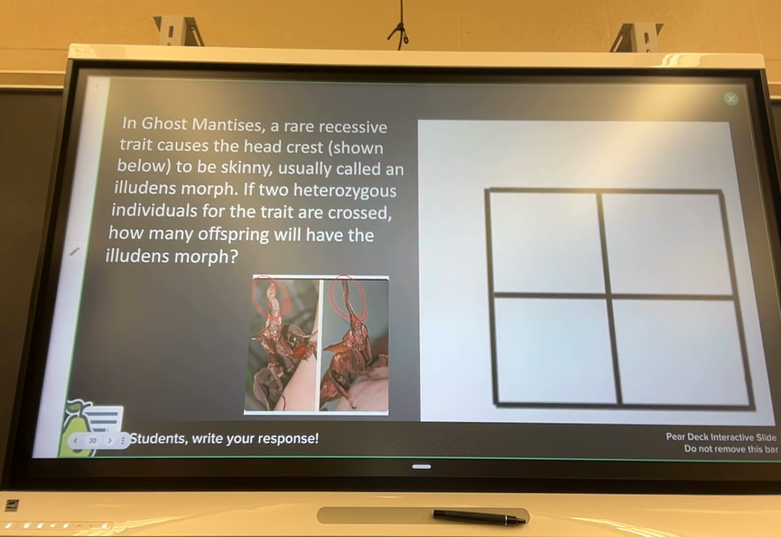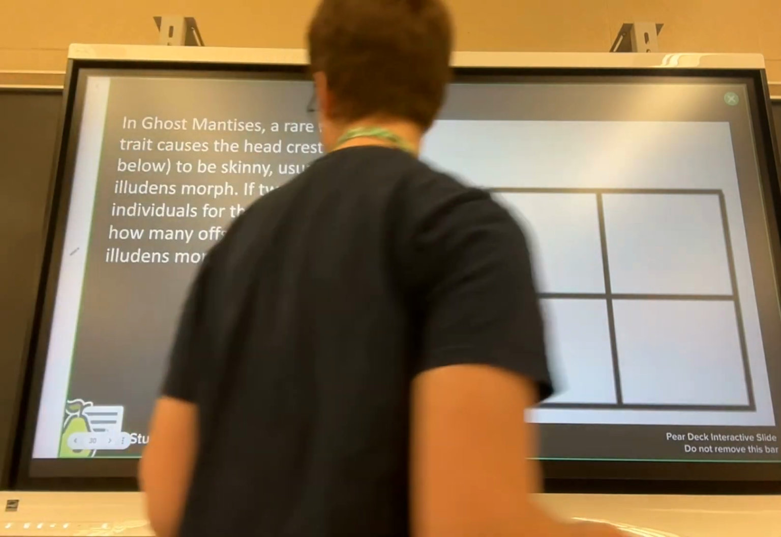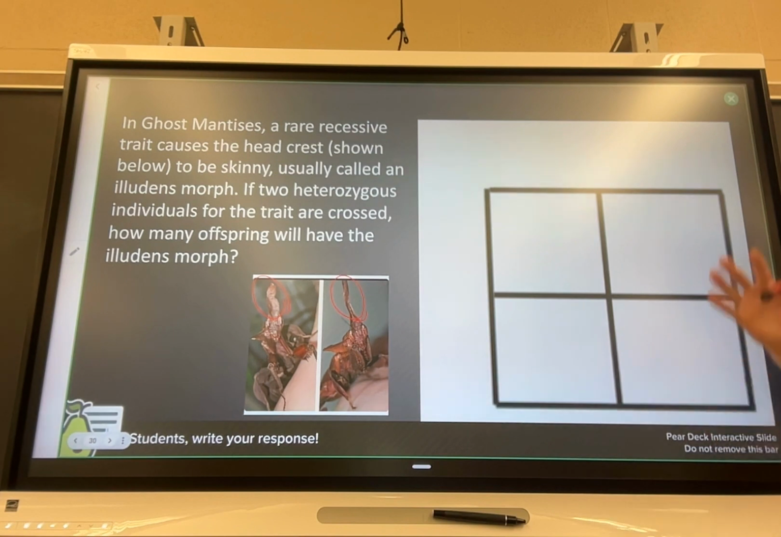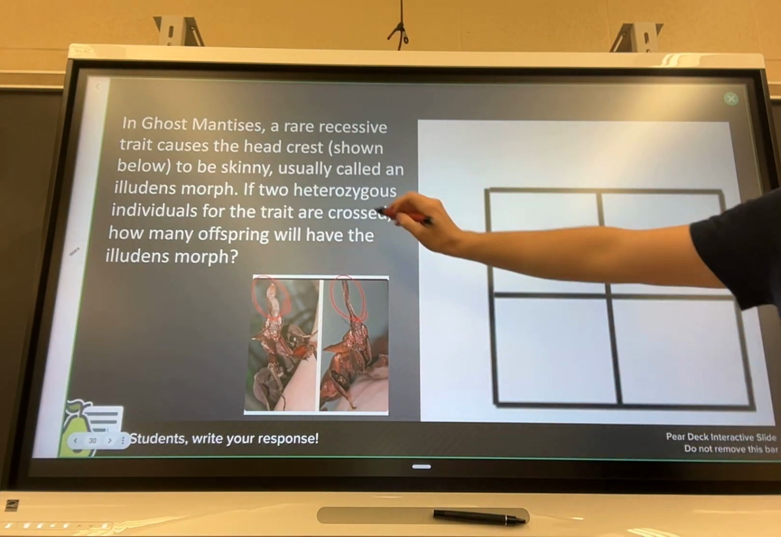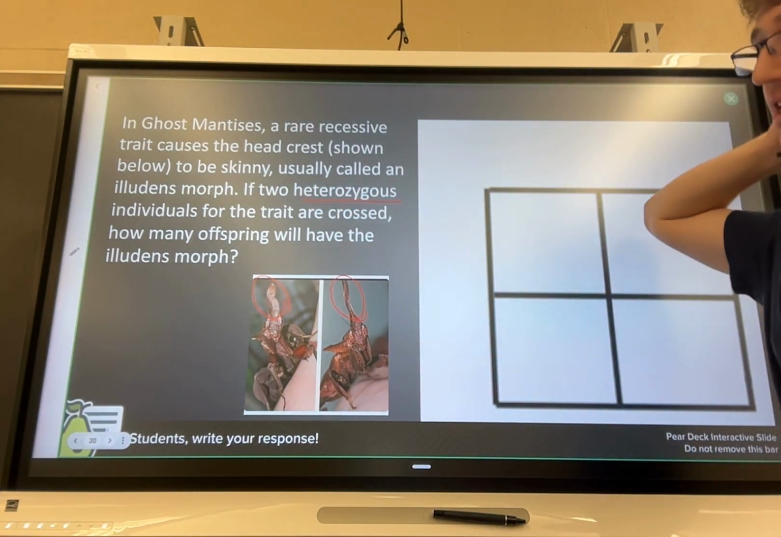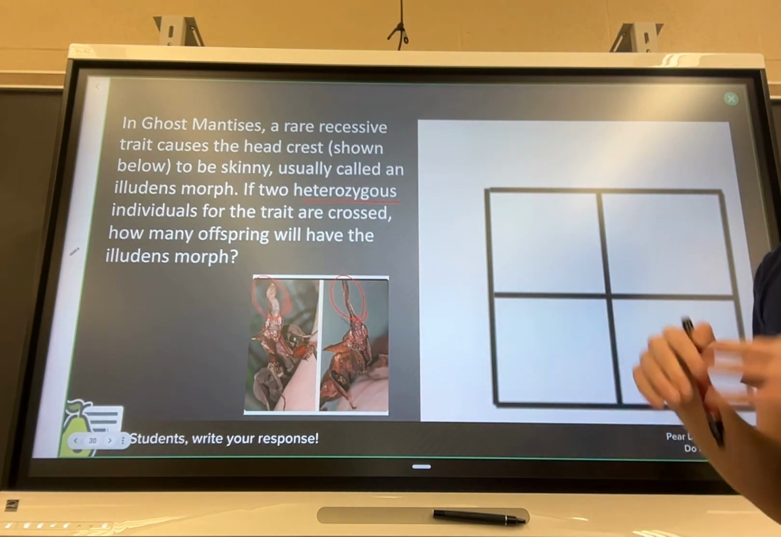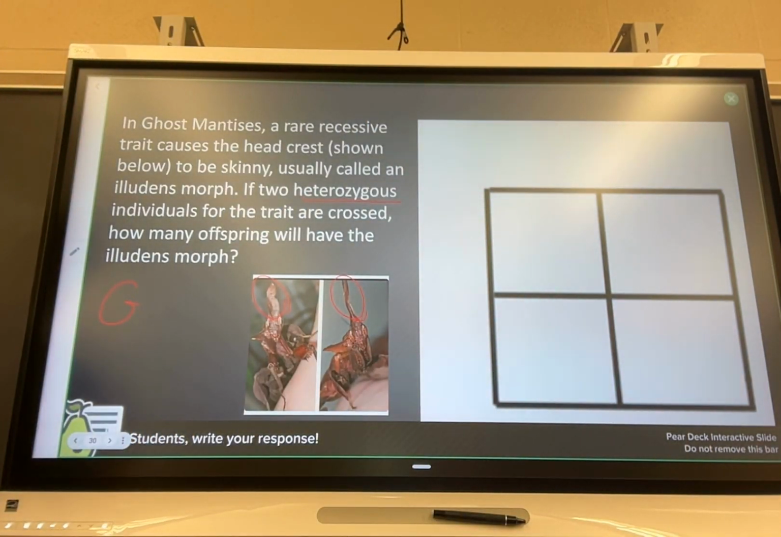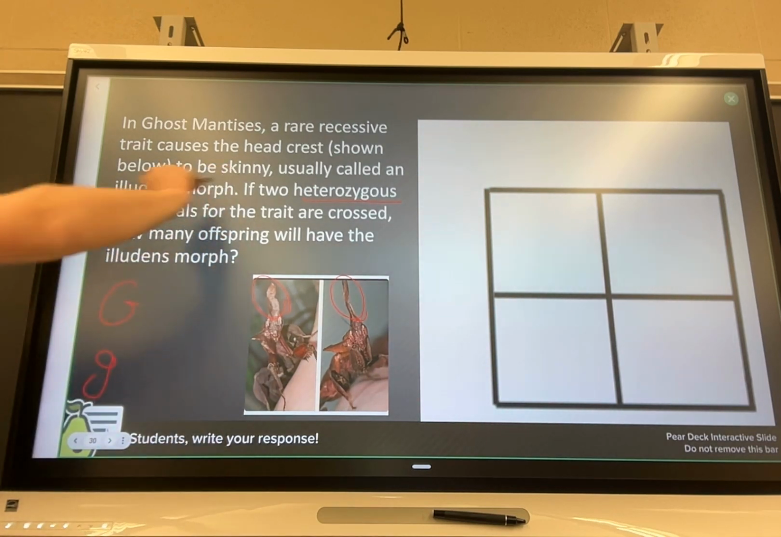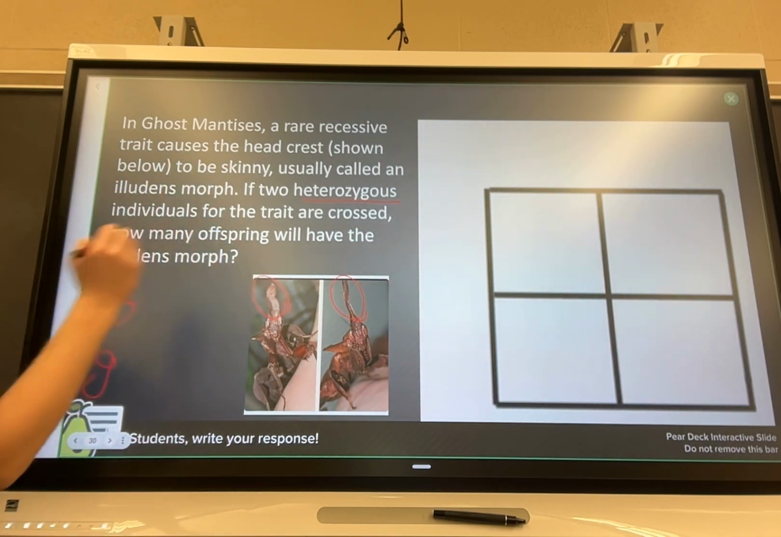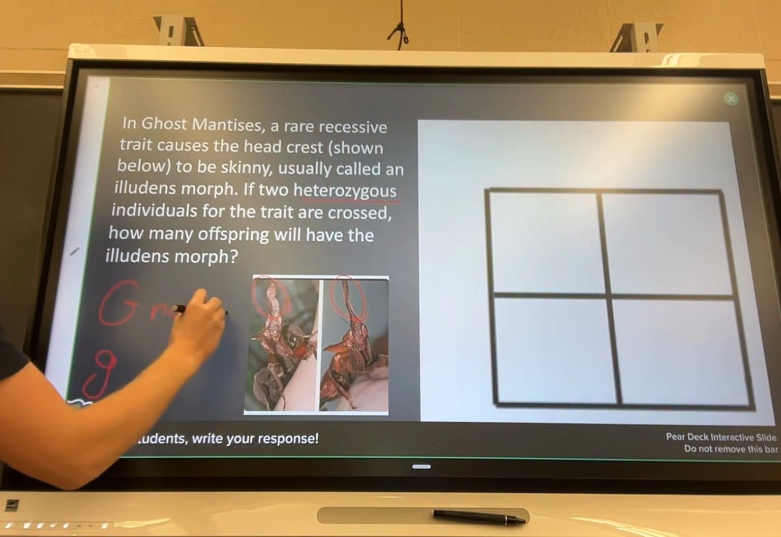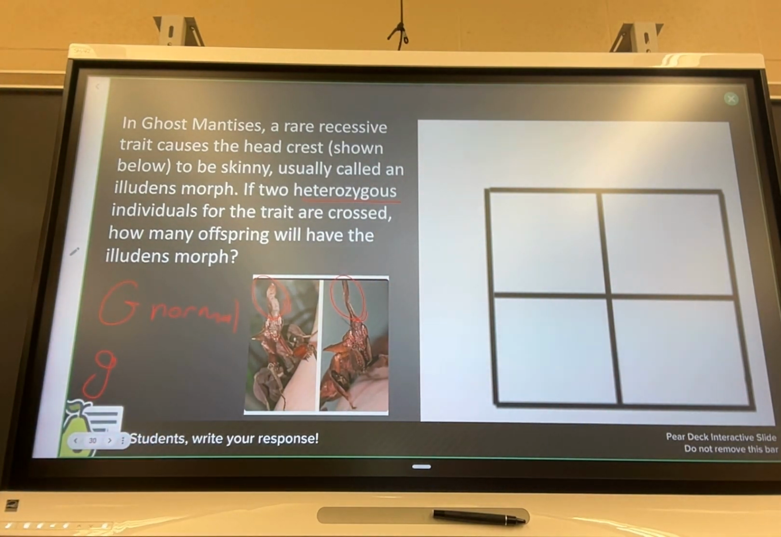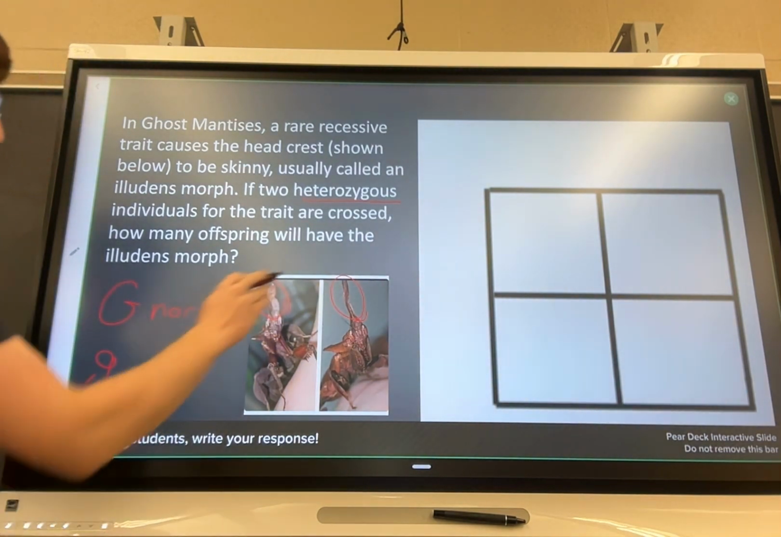And if we have two heterozygous individuals for this trait, what percentage of the offspring will have the illudens morph? Heterozygous means that we have one of each trait. We have a dominant and a recessive. So I'm going to use G because we have ghost mantises, and it's really easy to tell big G from little g. Our dominant trait is going to be this normal head crest. If we have a little g, that's when we're going to get this illudens morph.